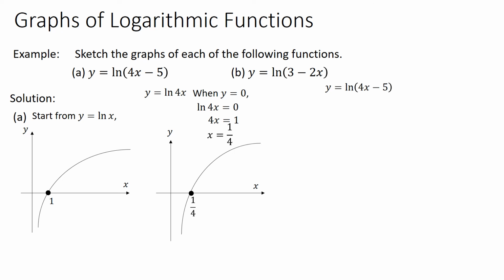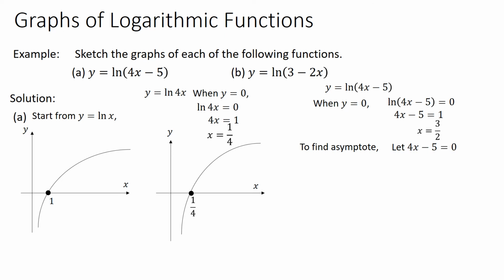Next, we move on to y equals ln(4x - 5). Now for this case, when y equals 0, ln(4x - 5) equals 0, so 4x - 5 is 1, hence x is 3 over 2. To find the asymptote, we need to let 4x - 5 equal 0, meaning x goes to 5 over 4. Now, this is the graph. It cuts the x-axis at 3 over 2, and the asymptote is x equals 5 over 4. So this is the final graph for A.